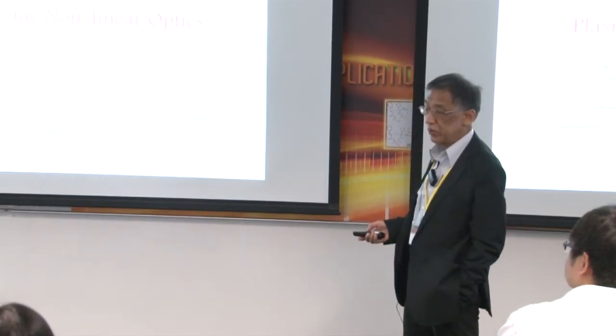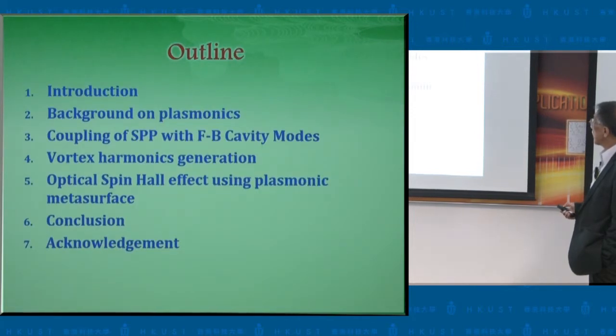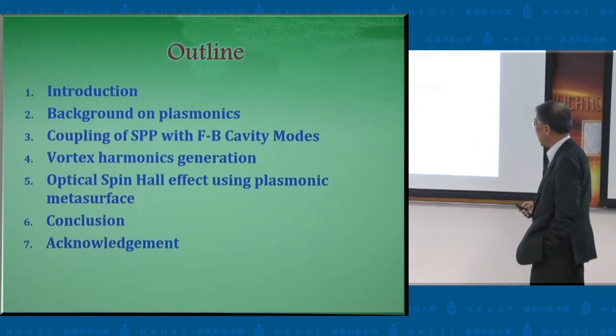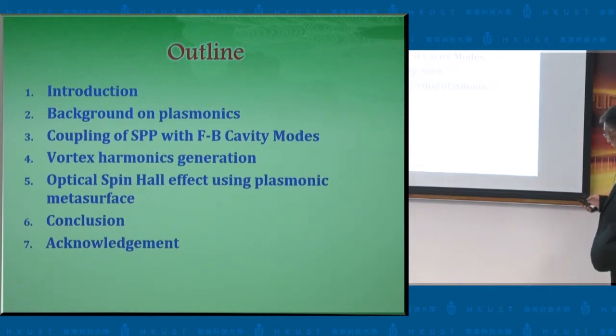Basically what I'm going to do here is just briefly touch on some of the works we have done using plasmonic structure, nanostructure, to enhance the nonlinear optical properties of some of the materials. So my outline here, very quickly, we have some introduction and background, and then some of the works we've been working on, and then the conclusion.